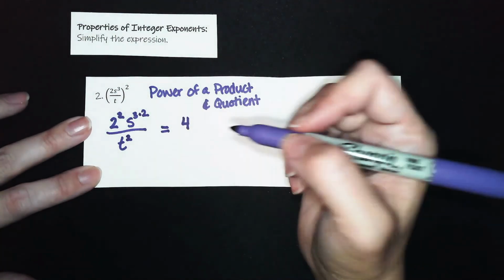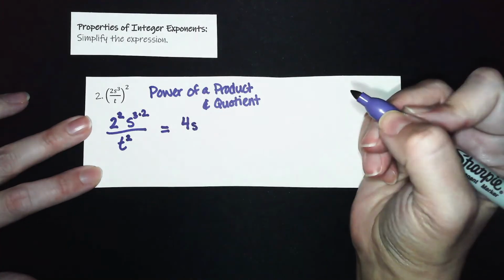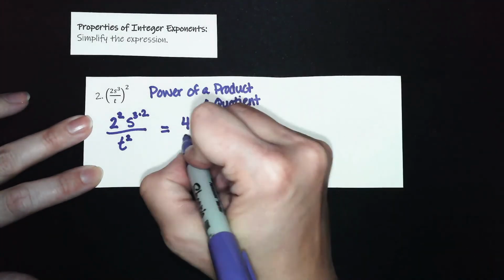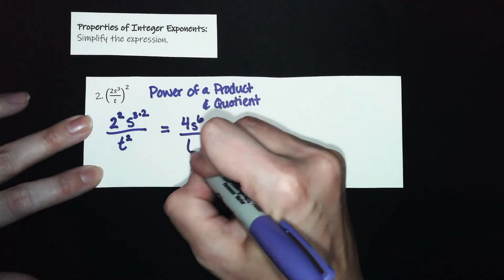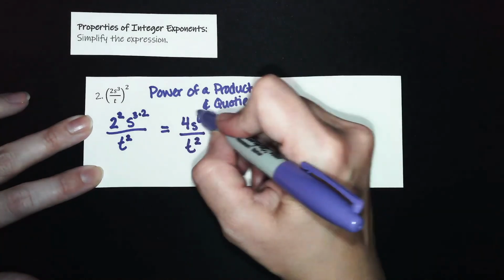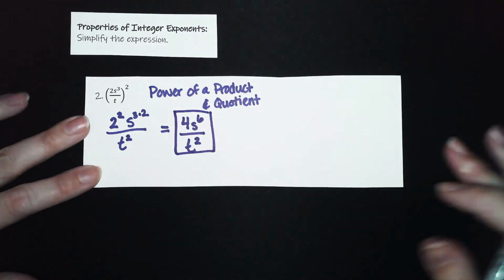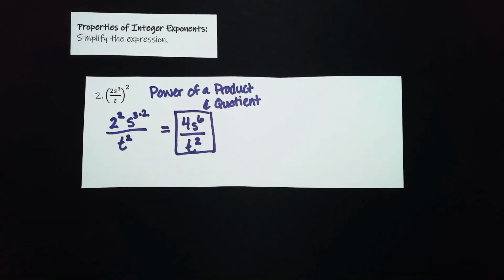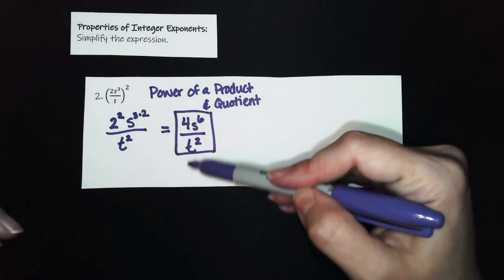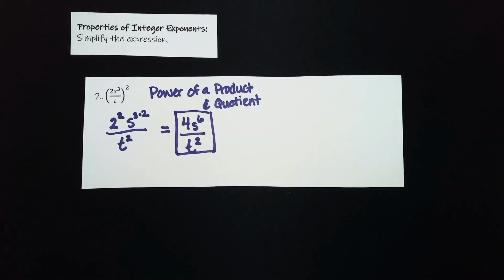S, and then the power is 3 times 2, which is 6, all over t squared. Nothing else can simplify. I don't have a negative power. I don't have any other constant terms or number terms. I don't have more than one s or more than one t. So this is as simplified as it gets.